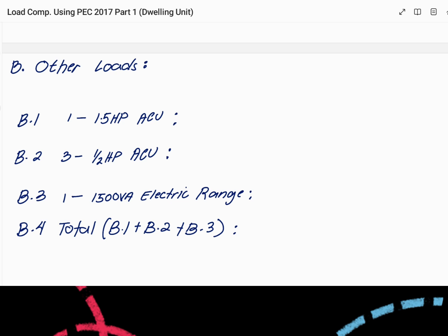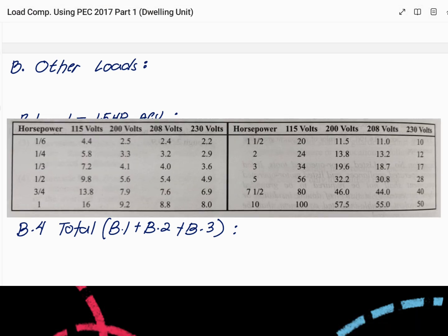First is list down all the loads that we determined a while ago. So we have 1.5 HP ACU. Then we have also here 3 1/2 HP ACU and 1 electric range rating 1,500 VA. To determine the power rating of our air conditioning unit, we will refer to table 4.30.14.2. Since our voltage is 230 volts here in the Philippines, we will identify the current of our ACU at the column of 230 volts.